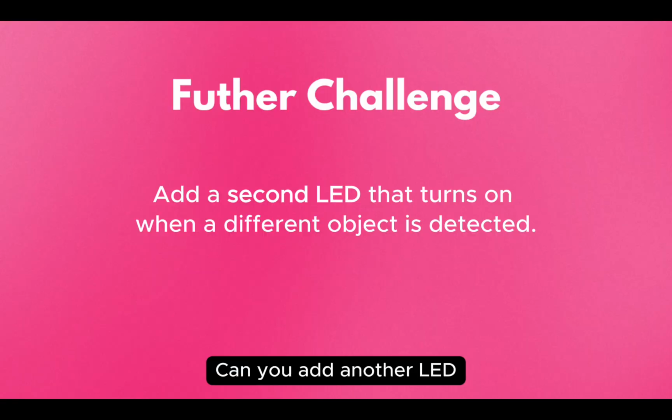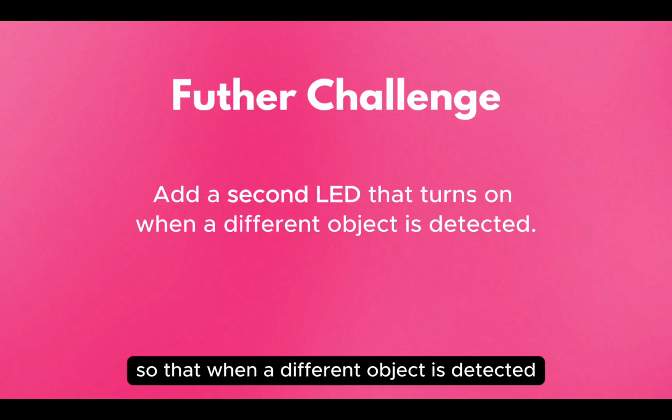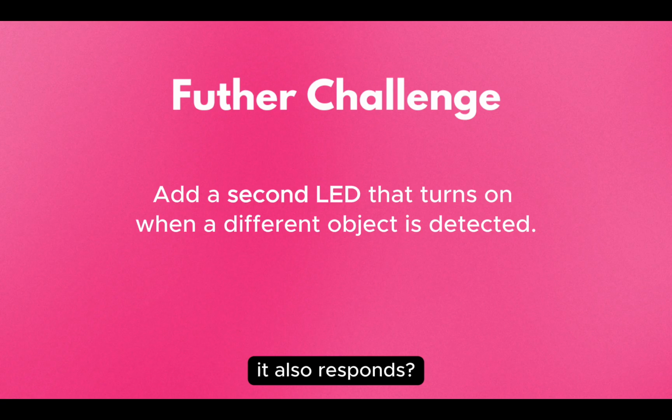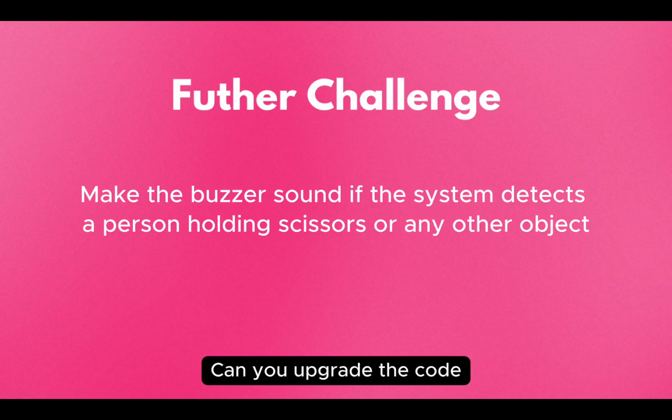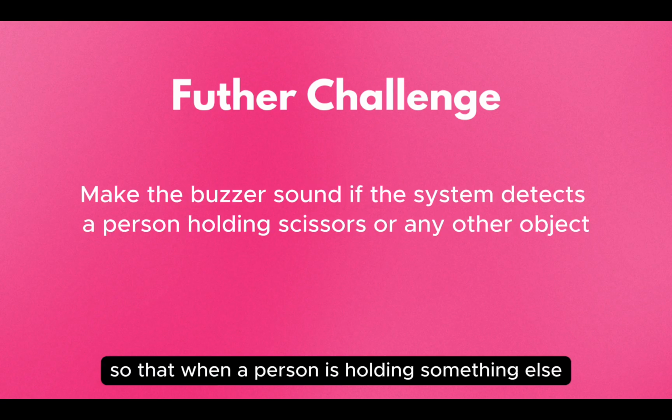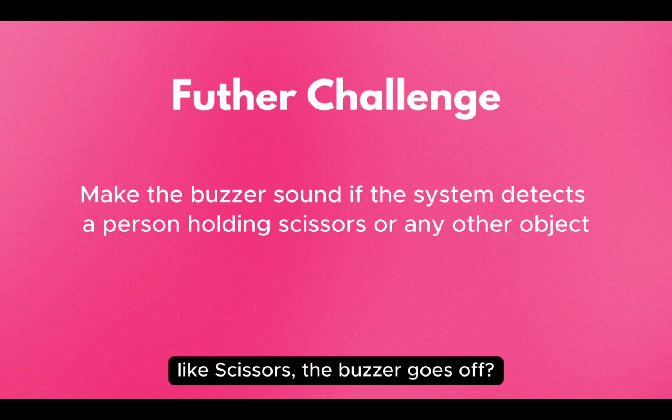Further challenge. Can you add another LED so that when a different object is detected, it also responds? Can you upgrade the code so that when a person is holding something else, like scissors, the buzzer goes off?